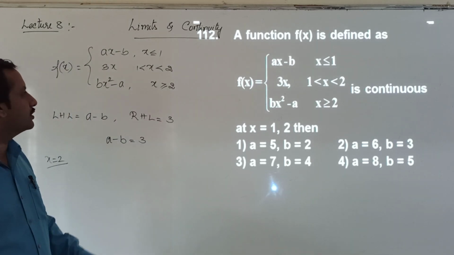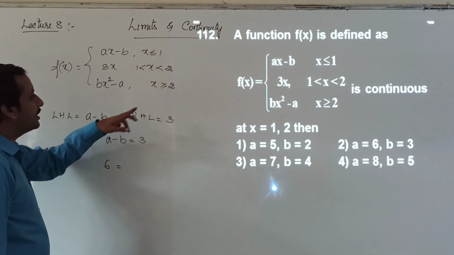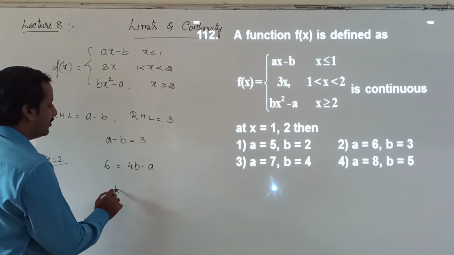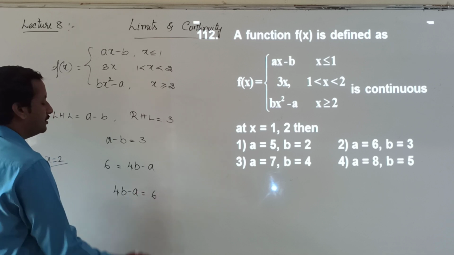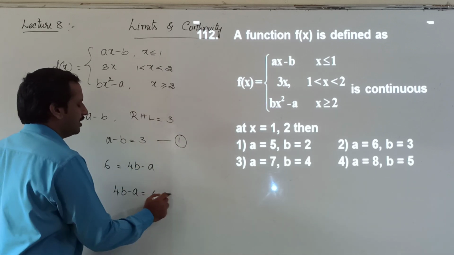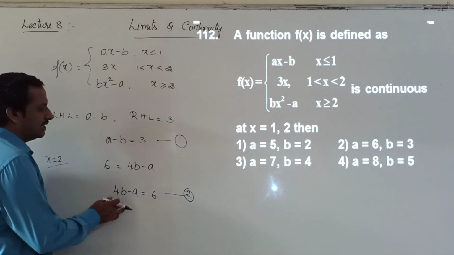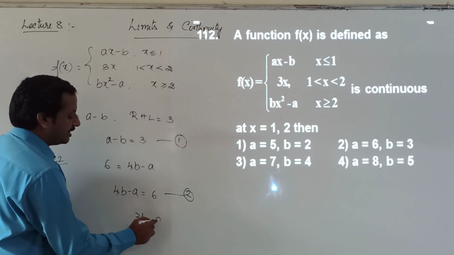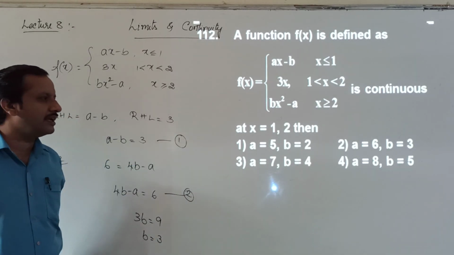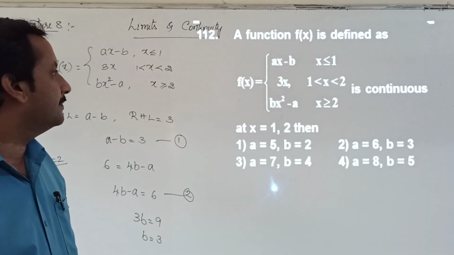So I put x equal to 2. For the left hand, put x equal to 2 here, we get 6. Put x equal to 2 here, we get 4b minus a. Right? So 4b minus a is equal to 6. Here a minus b is equal to 3. Let me call this equation 1 and this equation 2. I'll add these two equations. When I add them, a gets cancelled. 4b minus b, that is 3b. 3b is equal to 9. Therefore, b is equal to 3. b equal to 3 means a must be equal to 6. So, second option is the right answer.